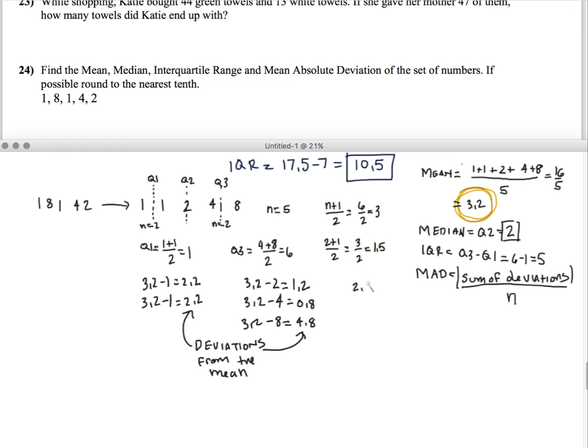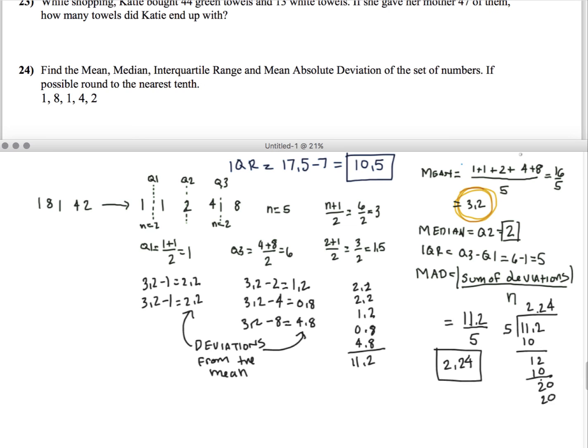3.2. Okay, let's go ahead and add them all up. 2, 1.2, 0.8, 4.8. Okay, and that's 11.2. So we have the sum of the deviations in absolute value. That's 11.2 over 5. Okay. Let's do a little division here into 11.2. That's 2, 10, 12, 2, 10, 24. Okay, so our value is 2.24.